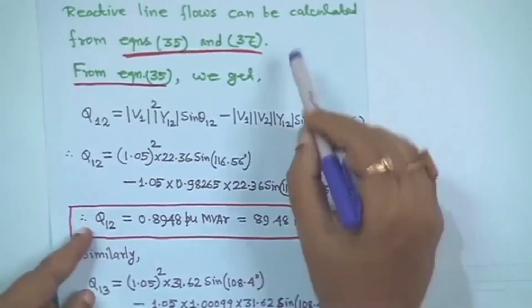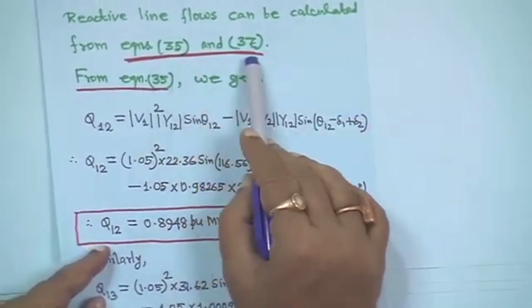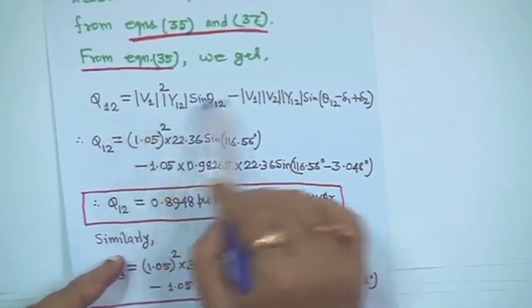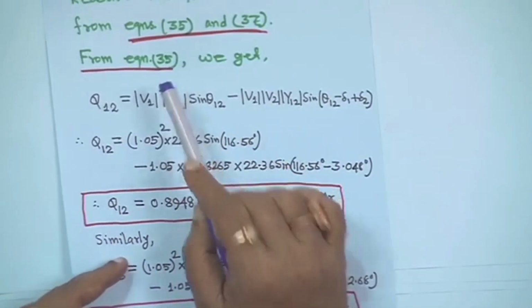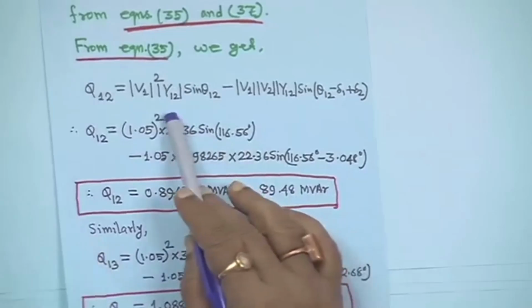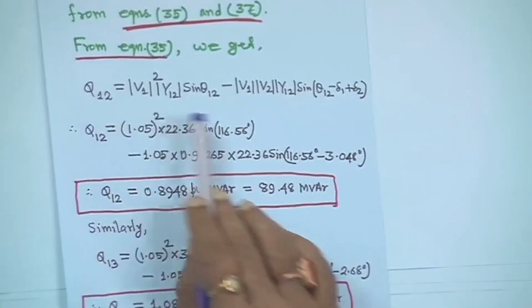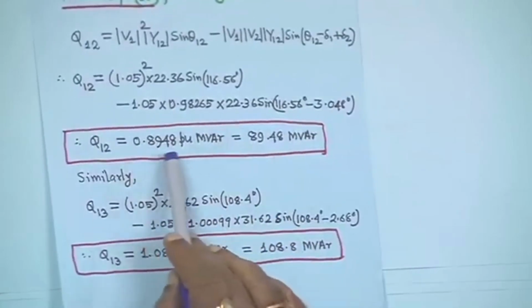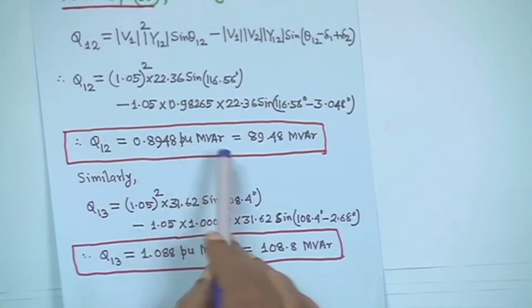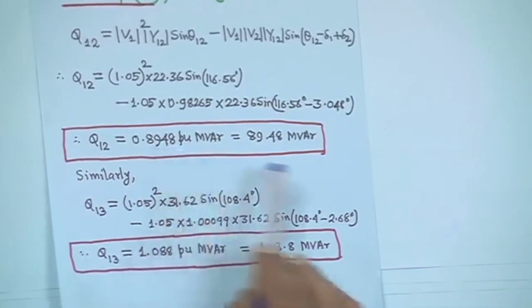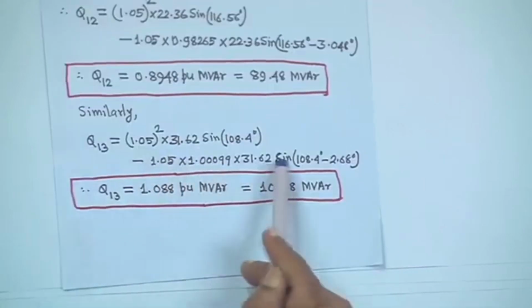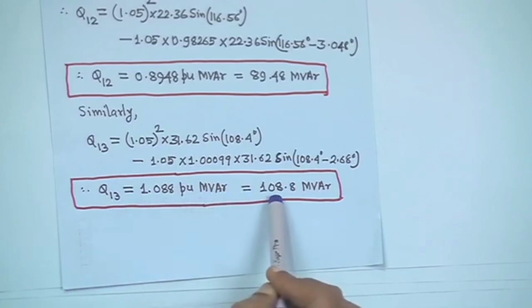Similarly, the reactive line flows we calculated from equations 35 and 37. The Qik expression is given in equation 35. There you just put i is equal to 1, k is equal to 2, and put all these parameters. You will get Q12 is equal to 0.894 per unit, multiplied by 100 MVA base, so 89.48 megavar. Similarly, Q13 also you compute, put all the values. So, Q13 will become 108.8 megavar.